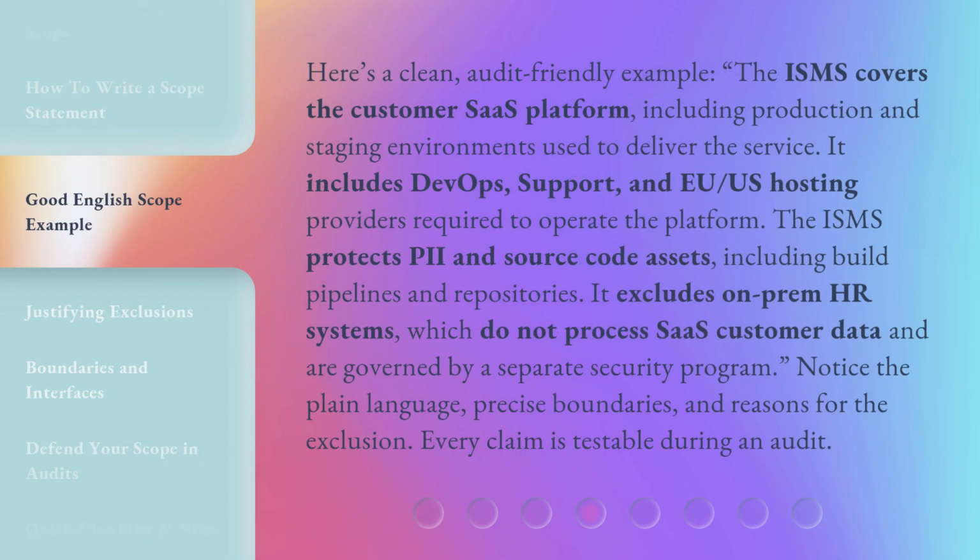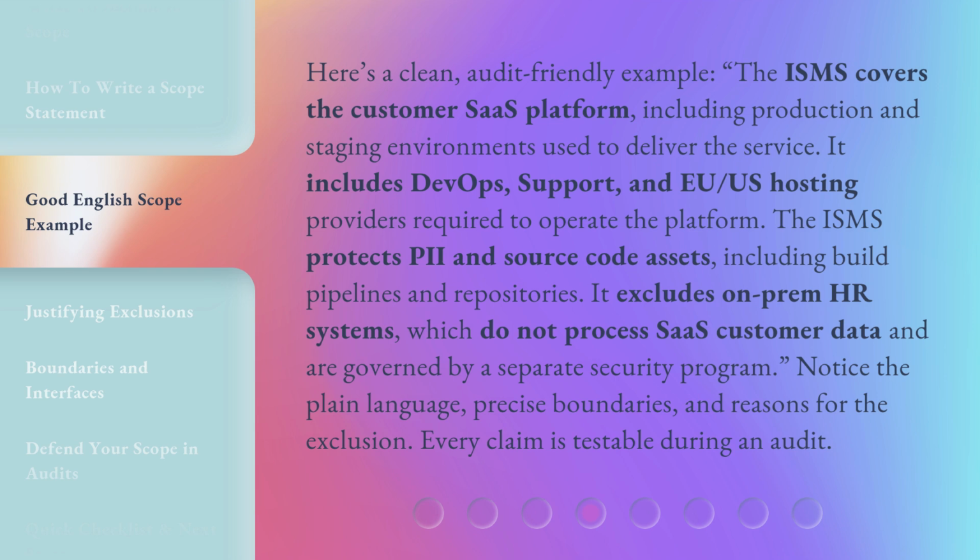Here's a clean, audit-friendly example. The ISMS covers the customer SaaS platform, including production and staging environments used to deliver the service. It includes DevOps, support, and EU/US hosting providers required to operate the platform. The ISMS protects PII and source code assets, including build pipelines and repositories.